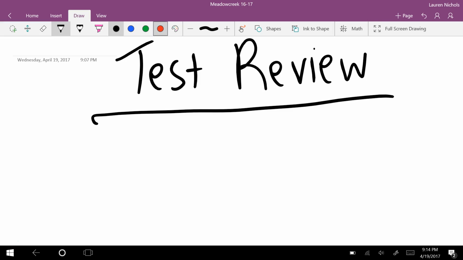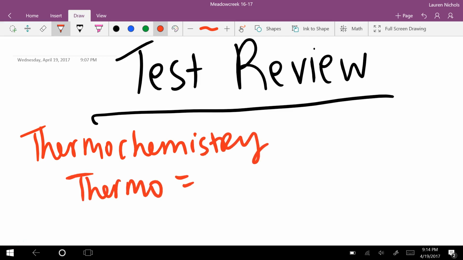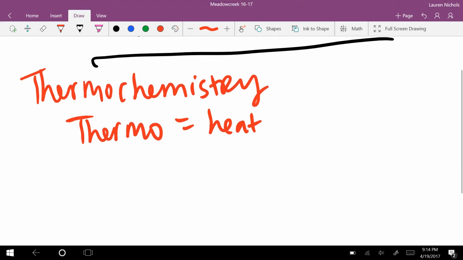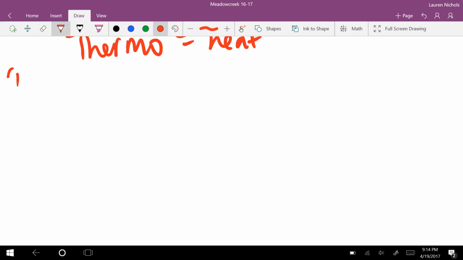So, this test is thermochemistry. Now remember, thermo means heat. It's talking about heat. Chemistry is the study of atoms, so thermochemistry is how we look at how heat moves and changes during chemical reactions. Now, the very first thing we talked about in this unit was energy.